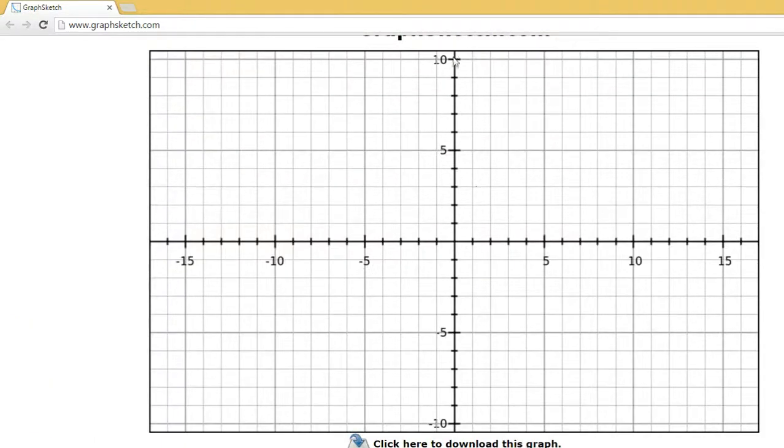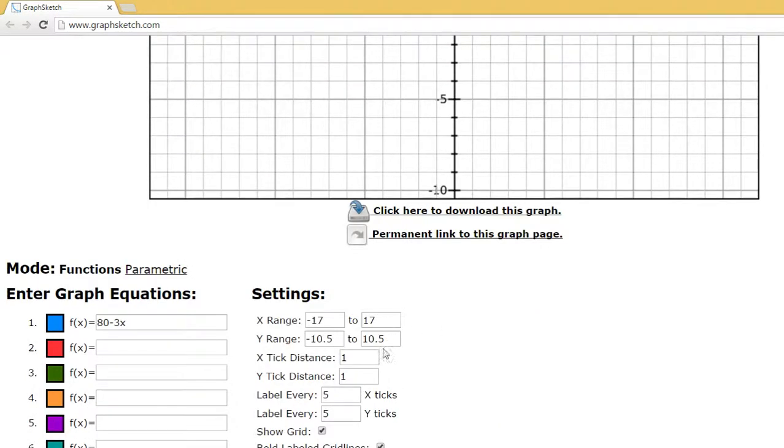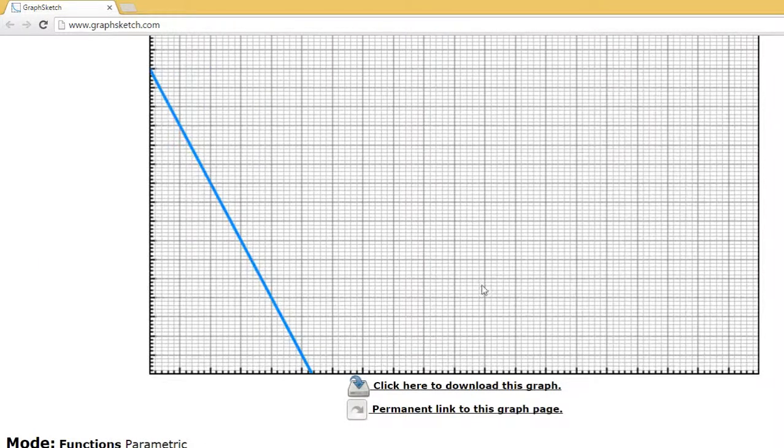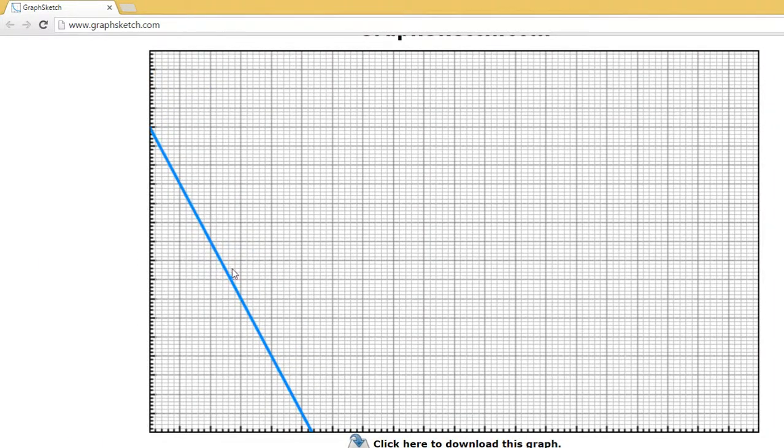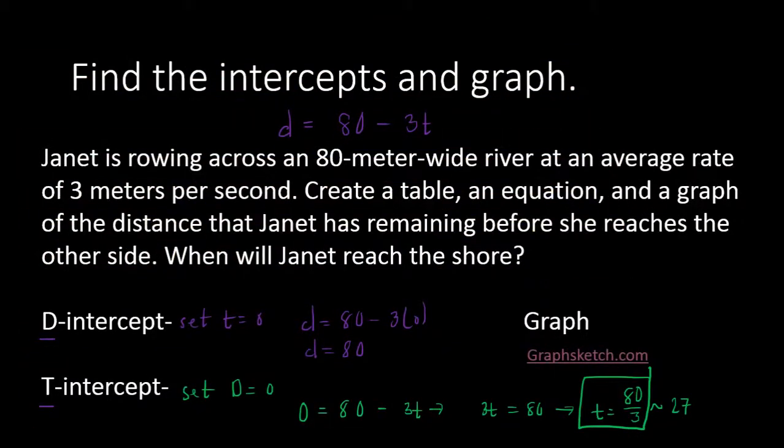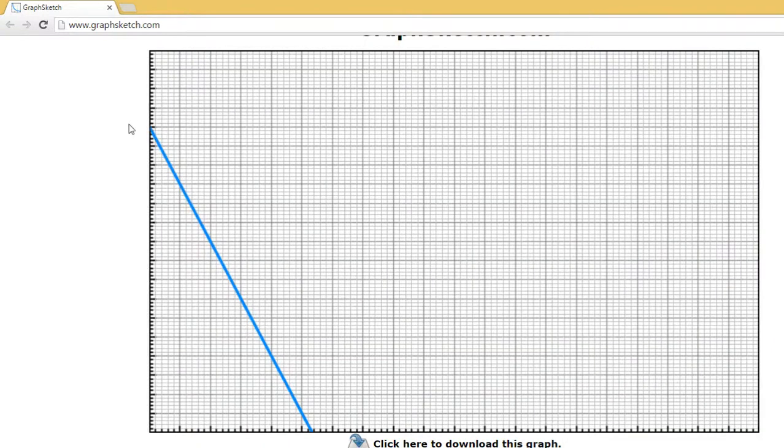Oh, notice that my range is too small. So let's make our ranges 0 to 100. 0 to 100. There we go. Now this is way zoomed out, but notice that my d-intercept, just as before, is still 80, okay? And notice that my t-intercept is right at that mark at about 27, okay? So the equation, the way I graphed it, lines up with the intercepts that I calculated.